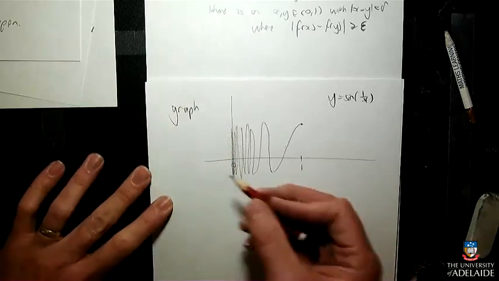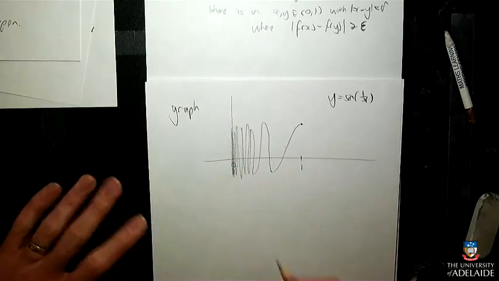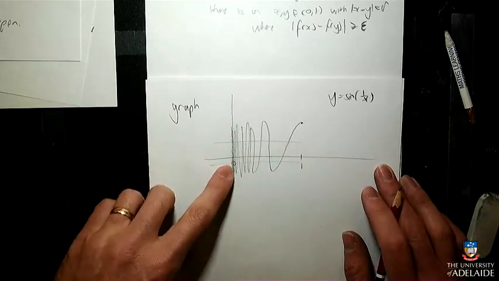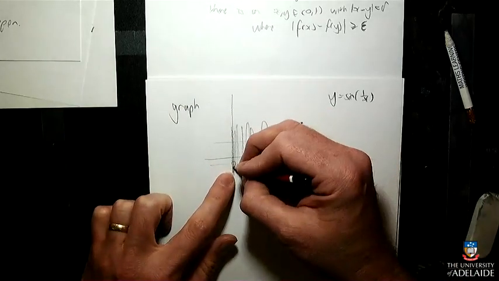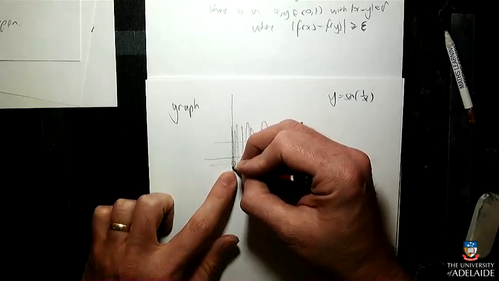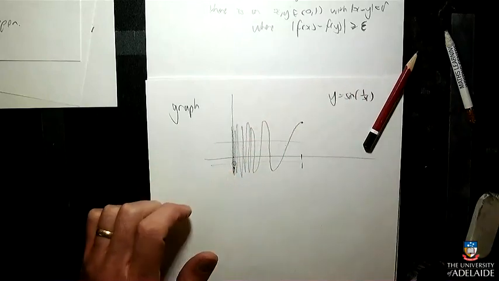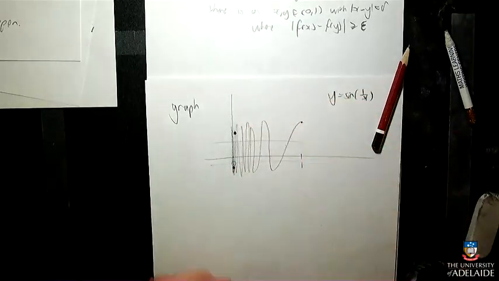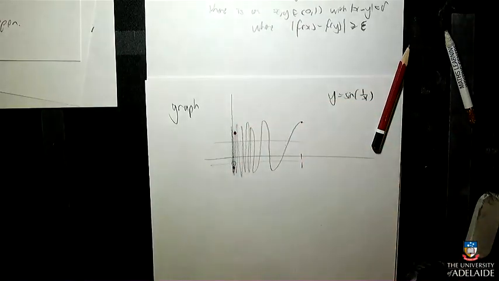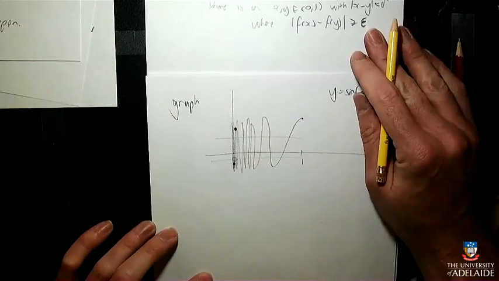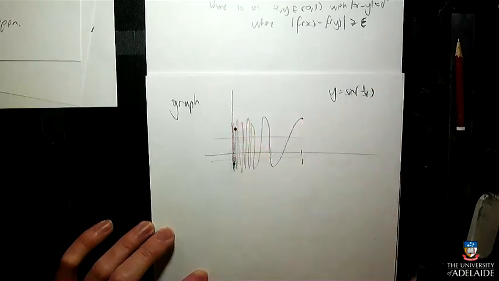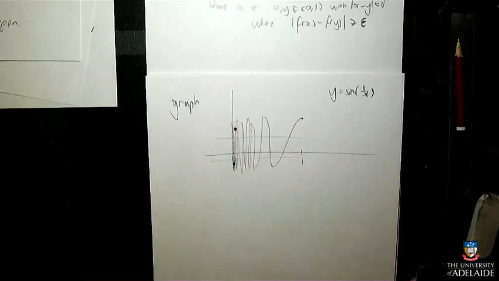Because I have a feeling that no matter which number I pick, I'll be able to pick two x's that are really close together so that one of them's down here and one of them's up here. That's my idea. Or possibly even better, one of them's here and the other one's up there. And I could pick the distance to be, doesn't really matter.